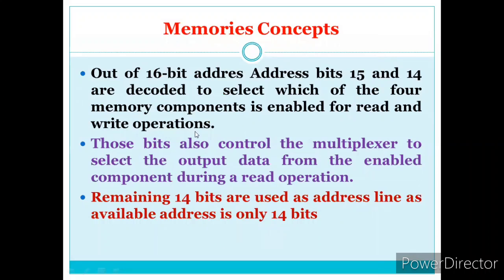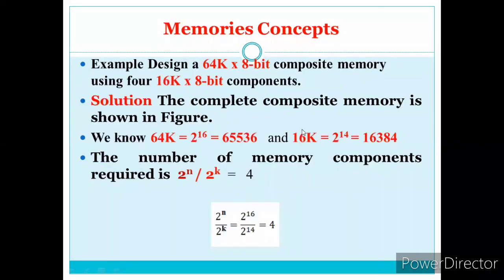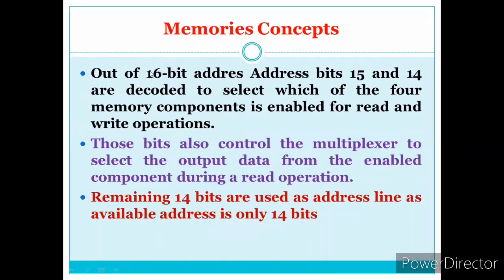How can we design? If you observe, our available memory size is 16k, which is 14 bits. So out of 16 bits, we use only 14 bits for the address of each component. The remaining 2 bits out of 16, address bits 15 and 14, are decoded to select any of the 4 memory components for read or write operation. These remaining 2 bits are used as select lines for the multiplexer, because we have 4 memory components.